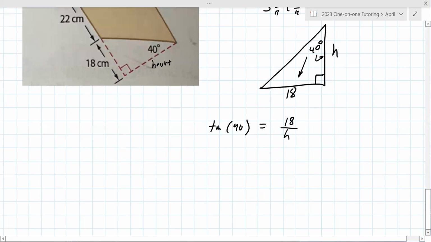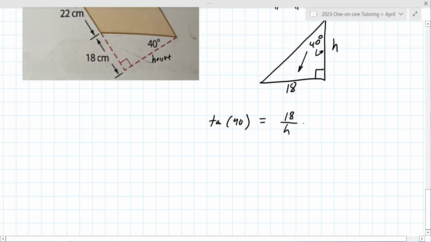Right. So solve for h. You've got to undo this division by h, multiply both sides by h, and then divide by tangent of 40. I think we've seen that a few times. I've also shown you that you can just swap positions here. So it's h equals 18 over tangent of 40.